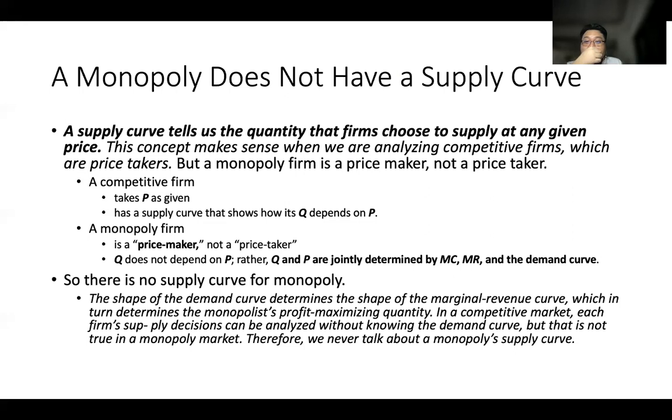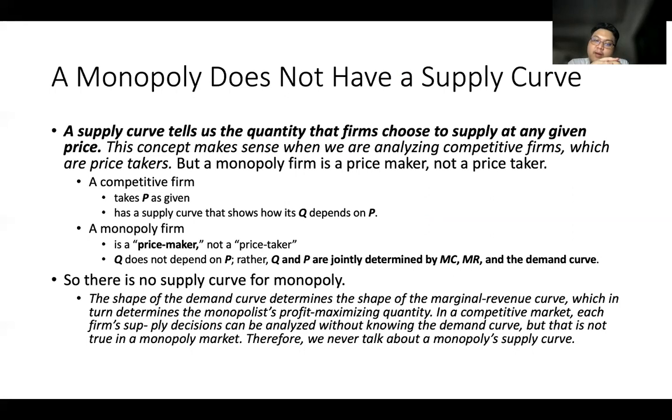But a monopoly, on the other hand, is a price maker. So there's no supply curve there, right? A competitive firm takes P as given and therefore has a supply curve that shows how its quantity depends on the price. A monopoly firm, on the other hand, is a price maker, so Q does not depend on P. Rather, Q and P are jointly determined by MC and MR and the demand curve.